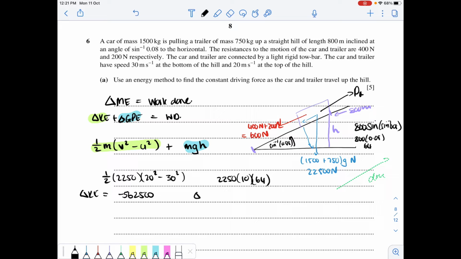That gives us a change in gravitational potential energy of 1,440,000. This is work done, so these are joules, by the way. Now what we need to do is consider the work done.